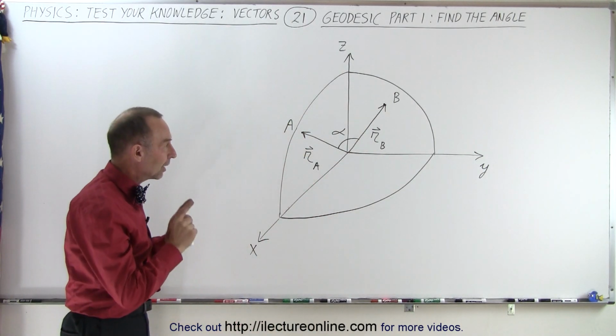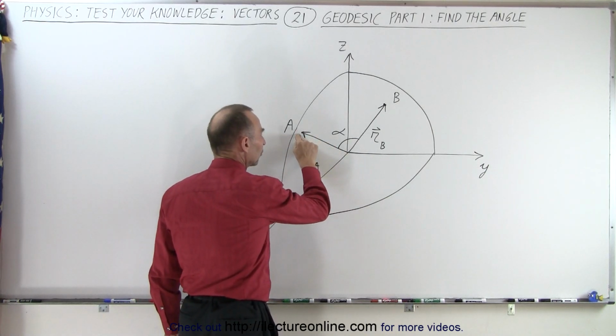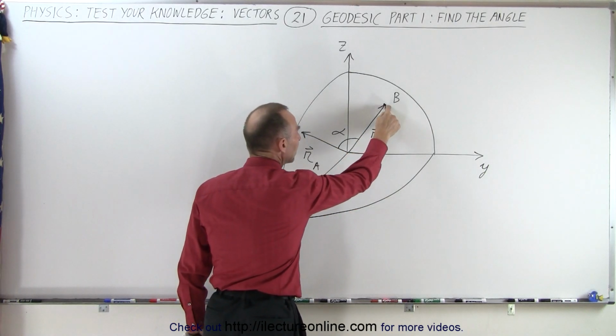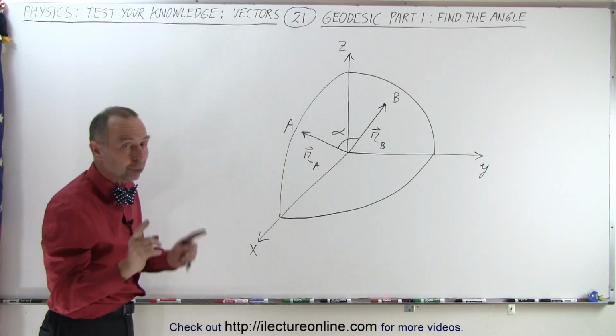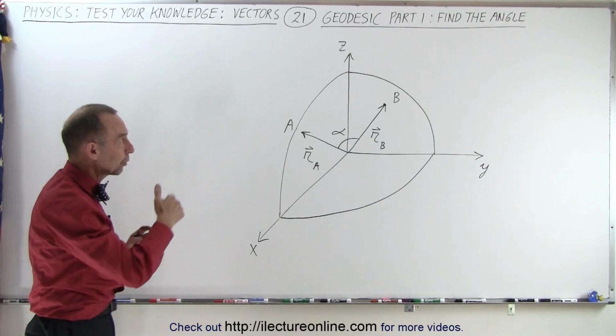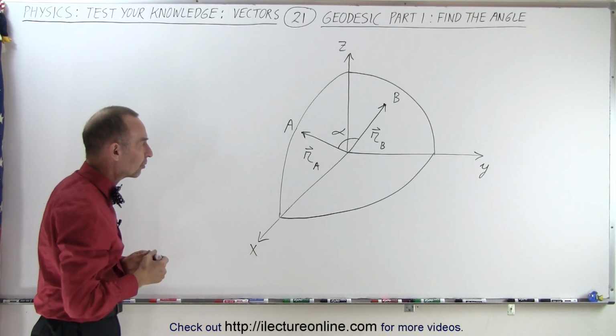Now we can see that we can have 2 vectors: from the very center of the Earth to point A on the surface of the Earth, and from the center to point B on the surface of the Earth. And then there's going to be an angle, let's call it alpha, between those 2 vectors. Now we're going to find the angle between those 2 vectors in terms of the position vectors.